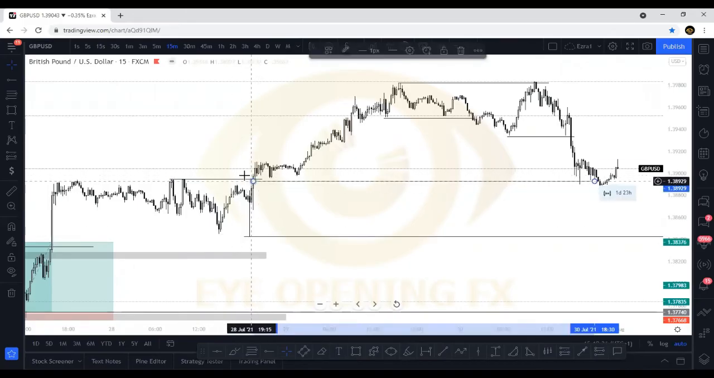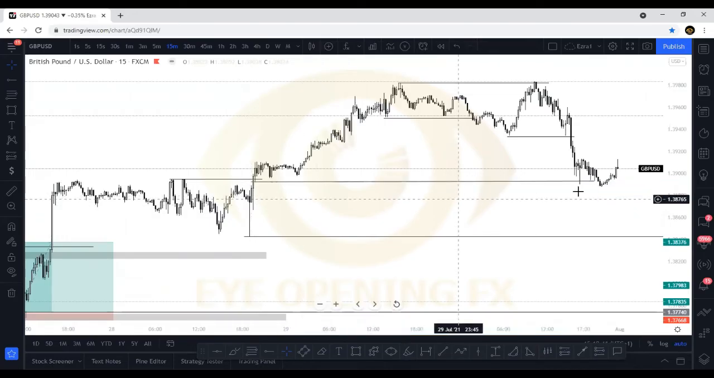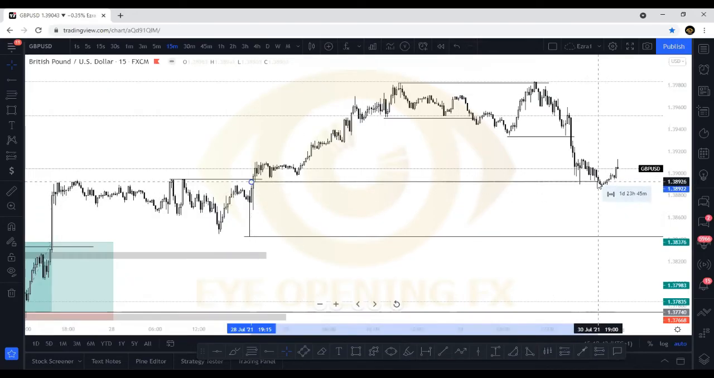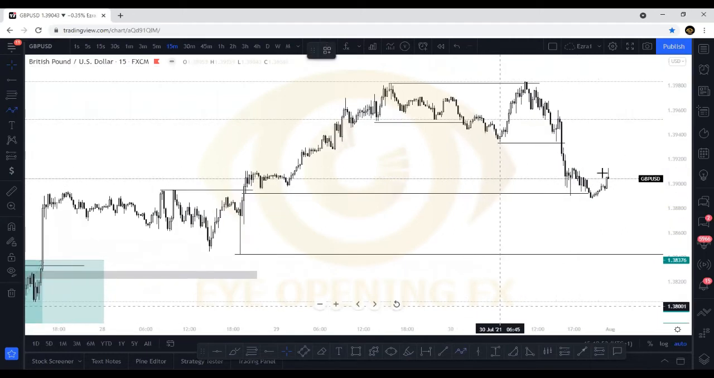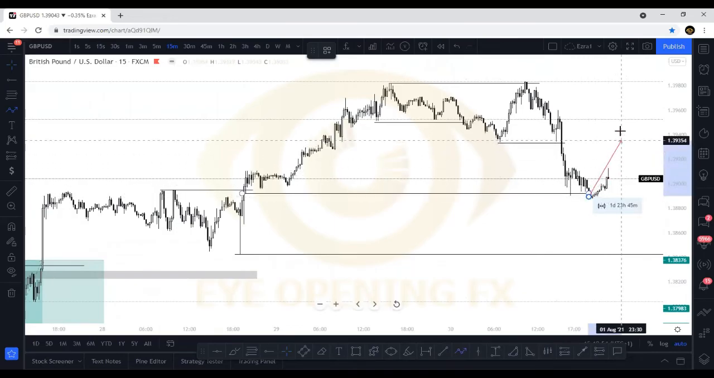So this now becomes your secondary inducement, where you look for a short-term buy move into the former range. So boom, after this inducement, a short-term buy move.